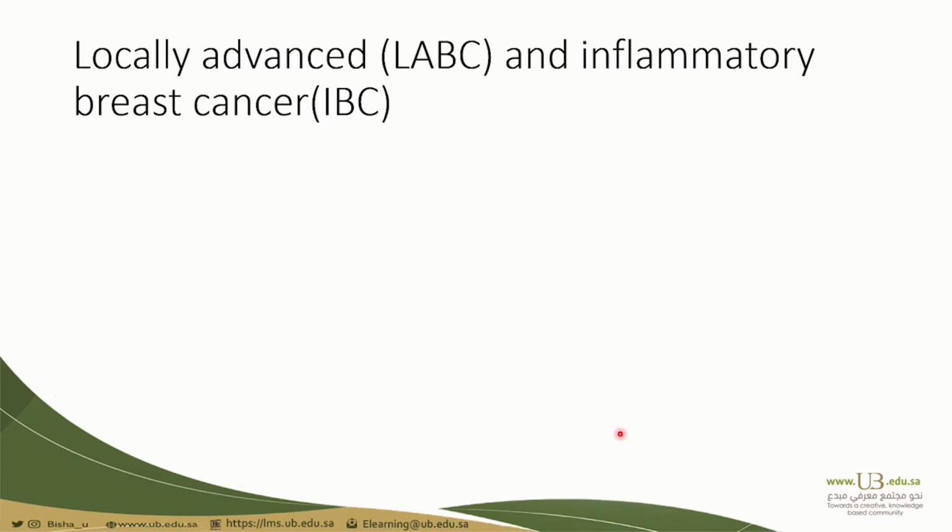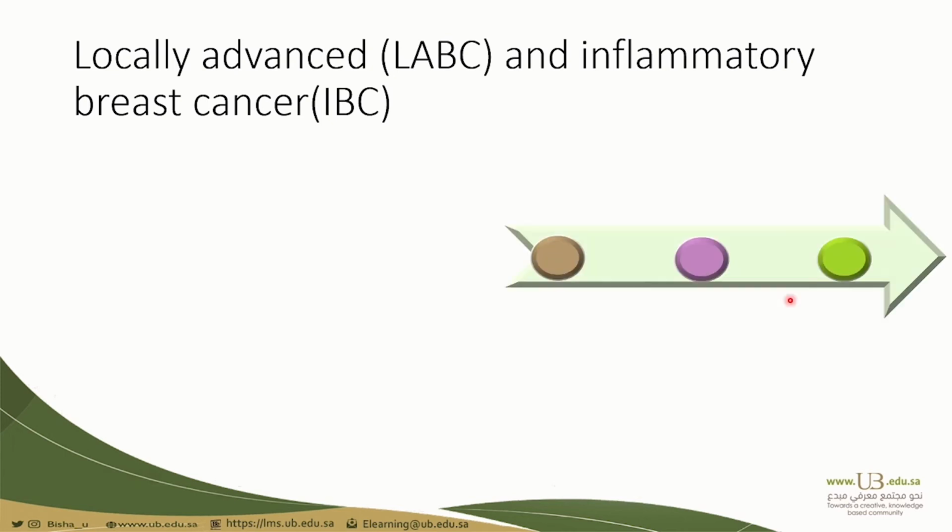Now we will talk about locally advanced breast cancer and inflammatory breast cancer. Again, this is the timeline. Here the timeline is different. We'll start with systemic therapy, which is neoadjuvant chemotherapy plus trastuzumab if the patient is HER2 positive, then surgery, and then radiation.